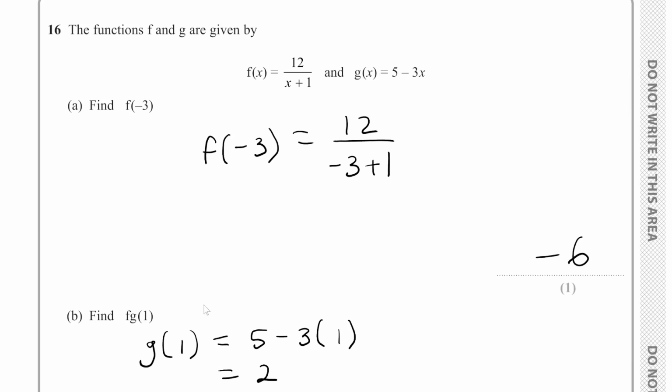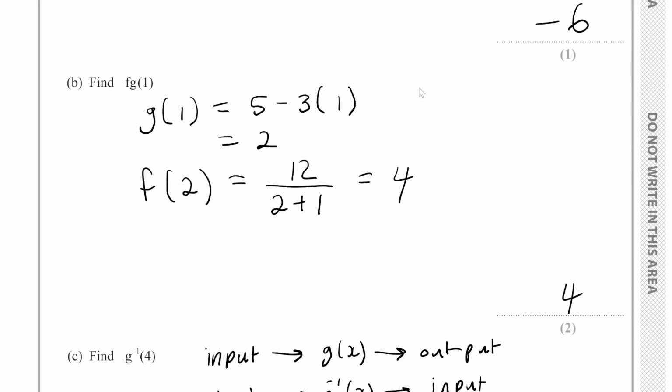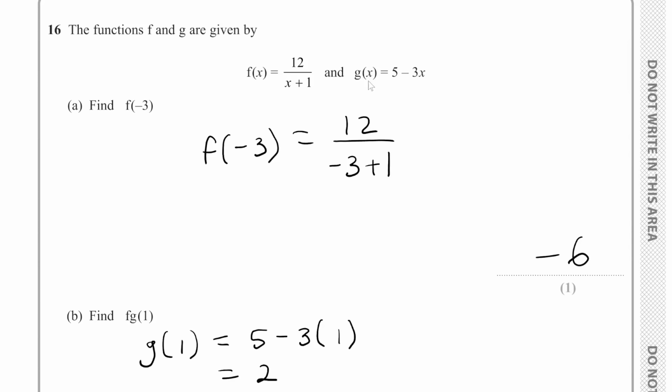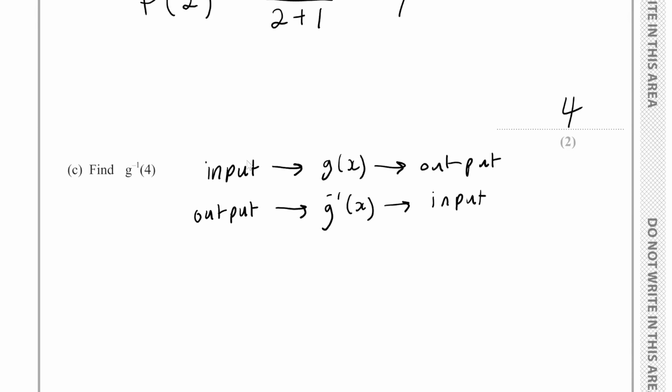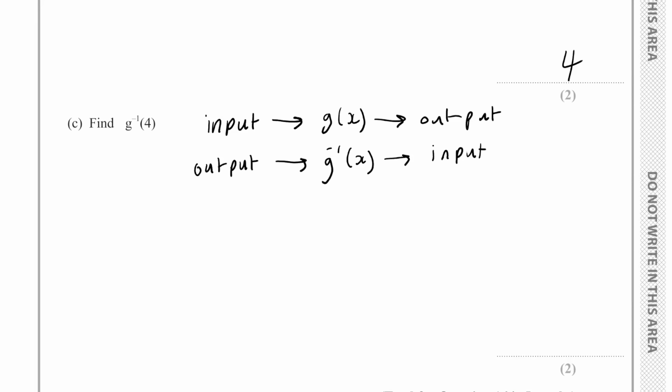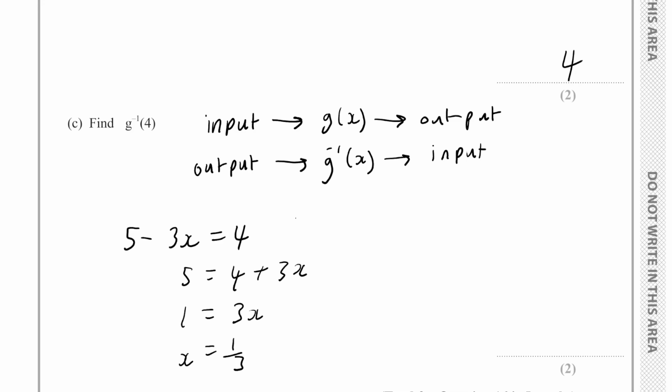So our g function is 5 minus 3x. We could work out what the inverse function is and then put 4 into it. Or we could say, what do you have to put in to g to get out 4? So it's 5 minus 3x equals 4. Plus 3x to both sides. Take away 4 from both sides and divide by 3. x is 1/3. So it should be 1/3.